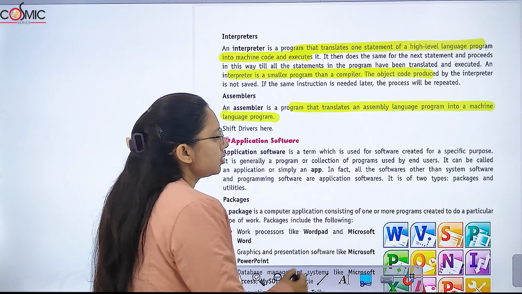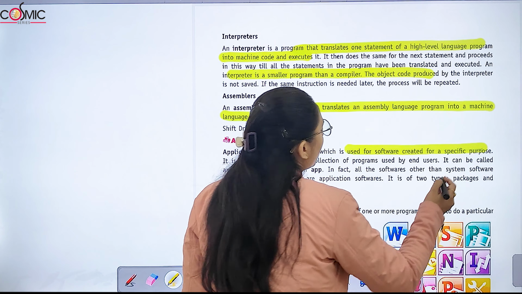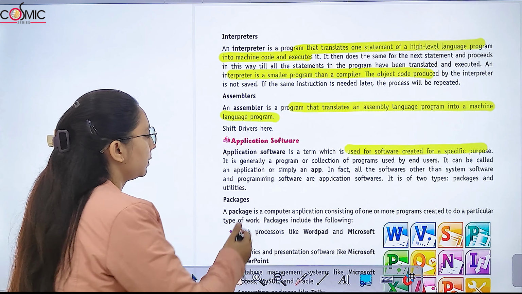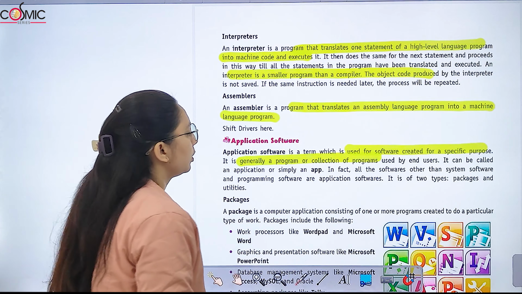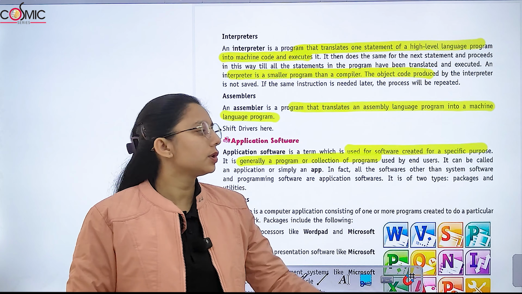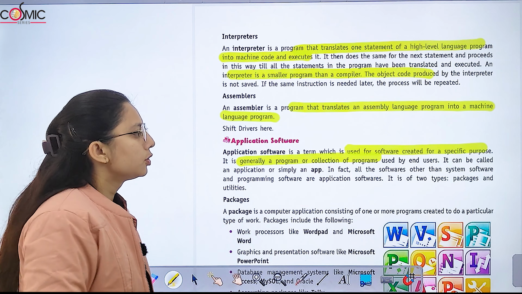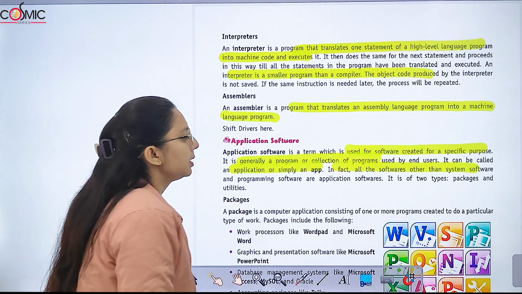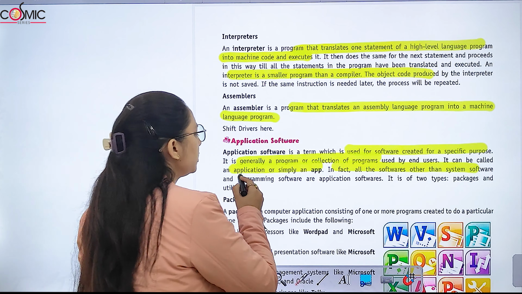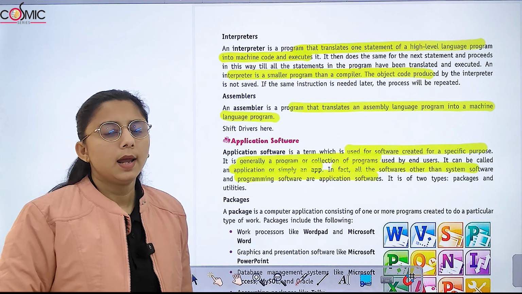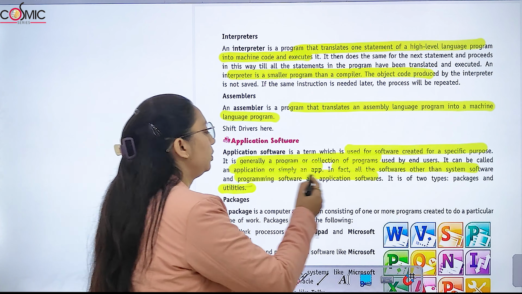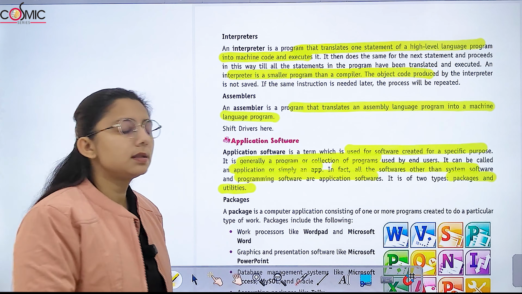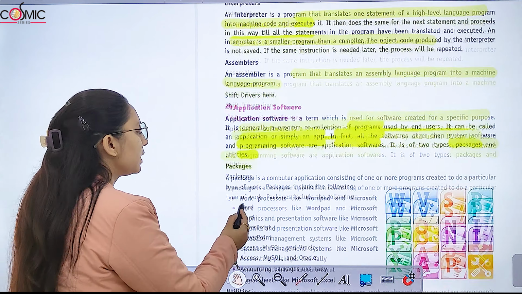Then we have application software. Application software is software created for a specific purpose. It is generally a program or collection of programs which is used by the end user. So it can be called an application or simply an app, and it is the software other than system software. Programming software are also application software. It is of two types, packages and utility. ये दो तरीके के हैं, एक packages है और एक utility है. So first is package.